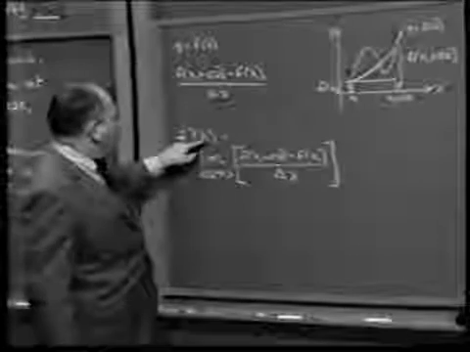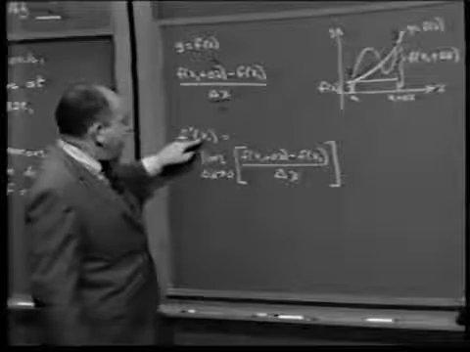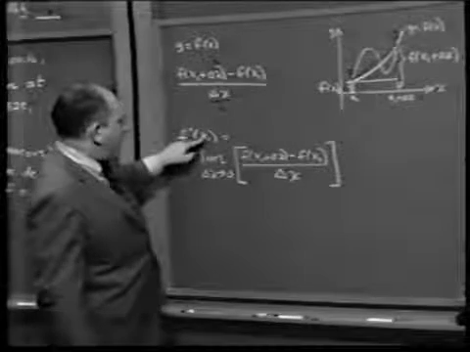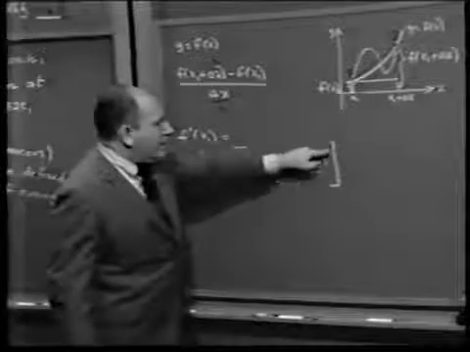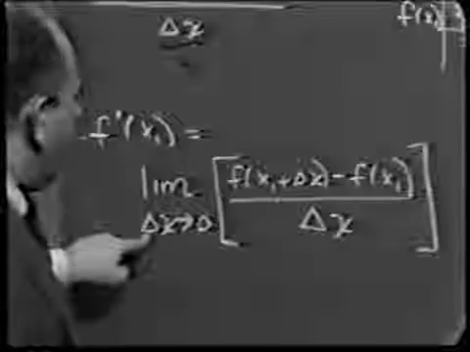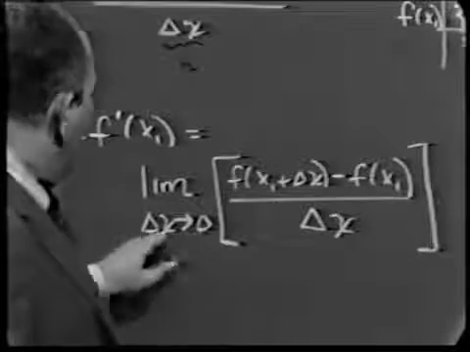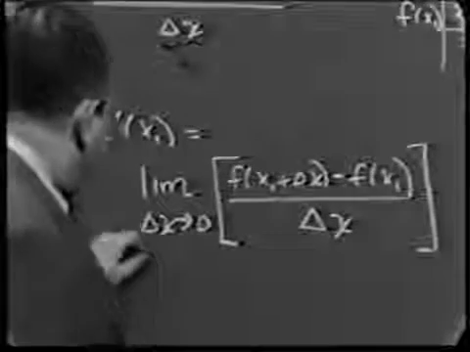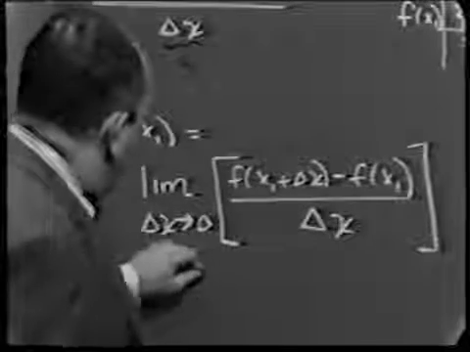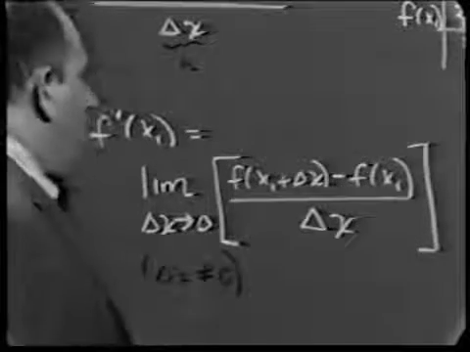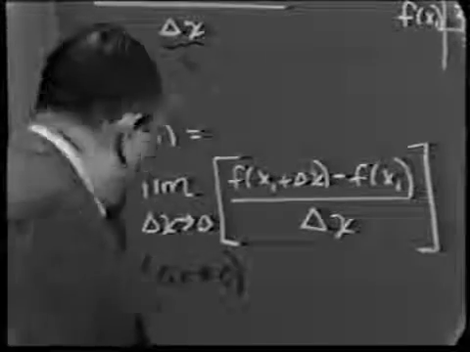What we do to define the derivative, the instantaneous rise at x equals x1, is we take this quotient and investigate what happens to it as delta x is allowed to get arbitrarily close to 0. But let's emphasize this again. Delta x is not allowed to equal 0. You see, it's over a smaller and smaller interval.